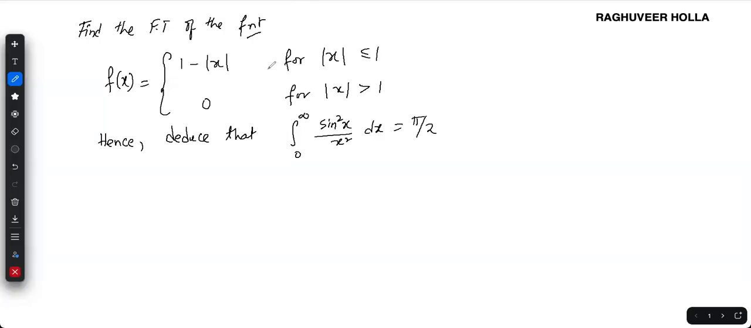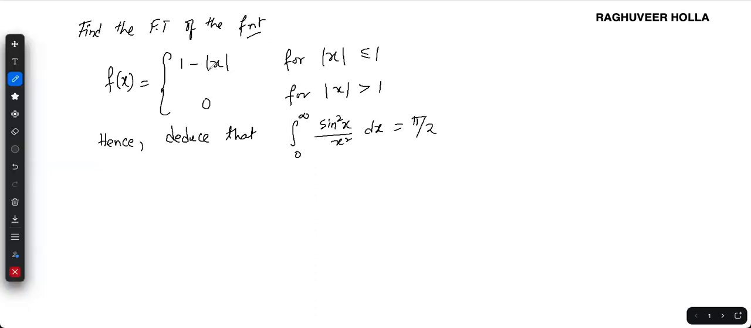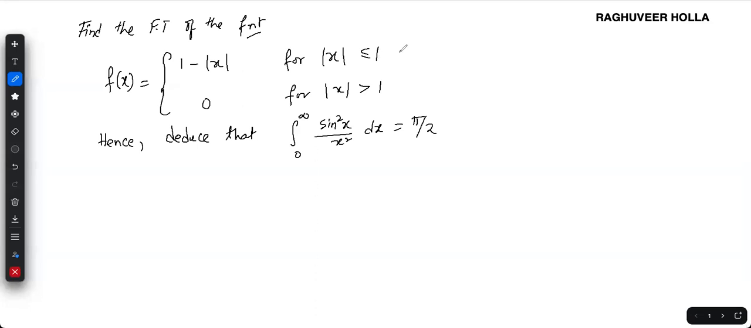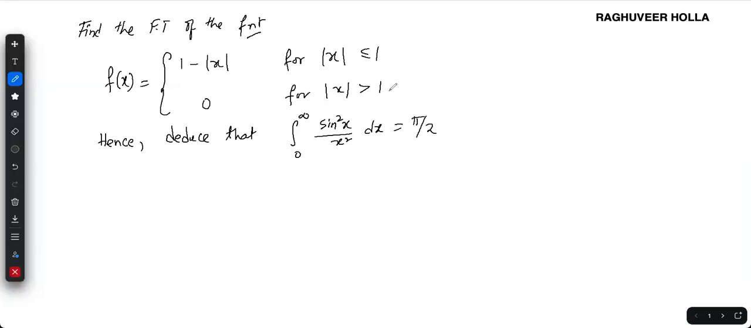Let us find the Fourier transform for the function. Here it is the function f of x, which is 1 minus mod x for mod x less than or equal to 1, or 0 when mod x is greater than 1. Okay, so let us try to solve this problem.